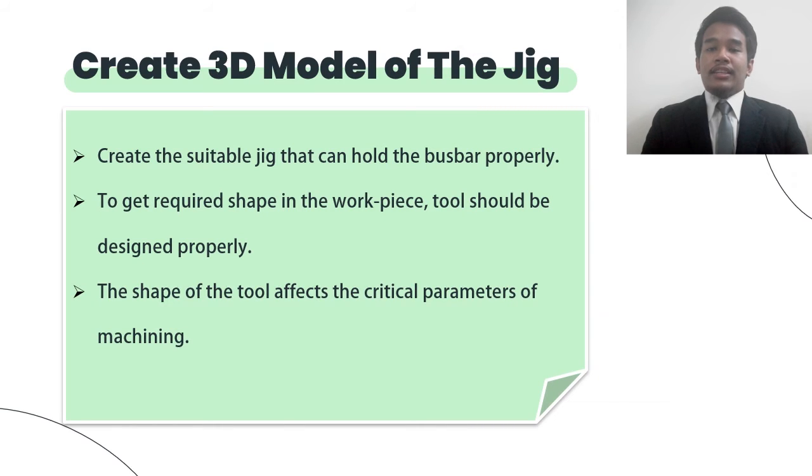For creating the 3D modeling of the jig, we need to create a stable jig that can hold the bus bar properly to get the required shape in the workpiece. The tool should be designed properly. The shape of the tool affects the critical parameters of machining.